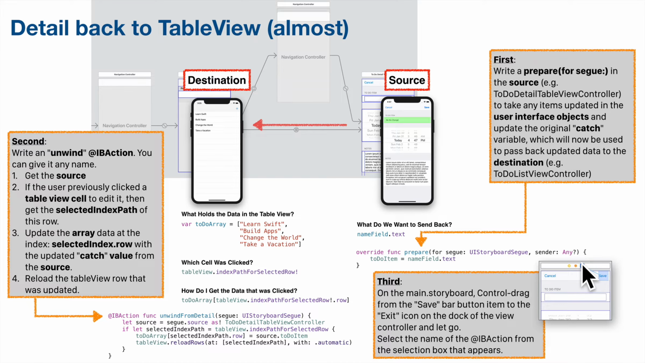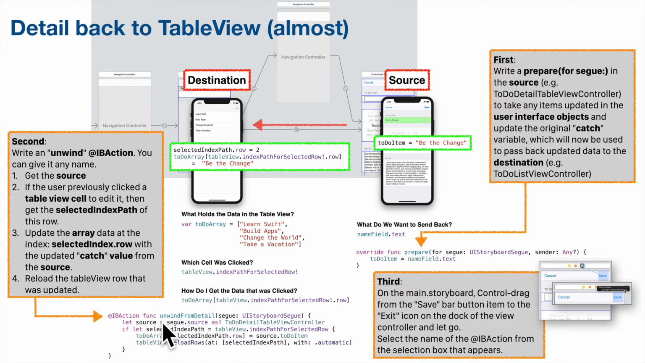Explicit execution demo. Let's imagine we change the value that used to be in here, which was change the world, and change it to be the change. Then we imagine we click on the save button. Before we execute our exit segue, prepare for segue executes. That pulls out what was inside of namefield.text. It updates to-do item. What's it going to put in there? Be the change. Then over here, we execute unwind.